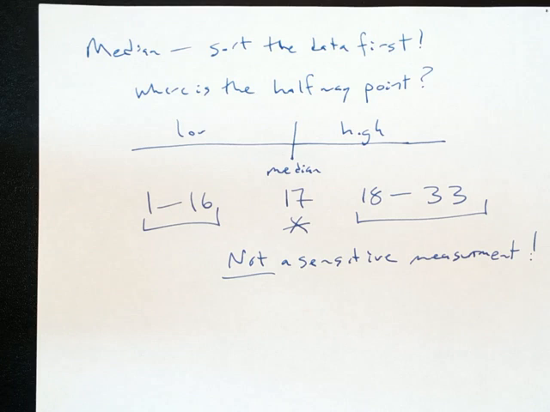However, that means that there's a problem. This worked out. It had 33. What if I had 34?